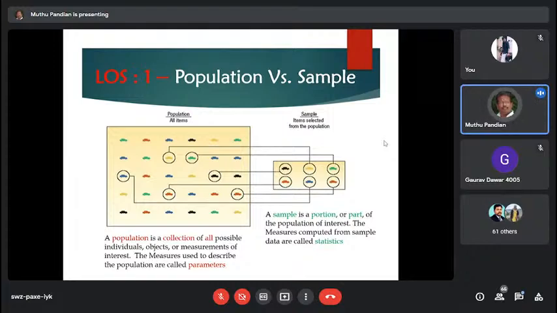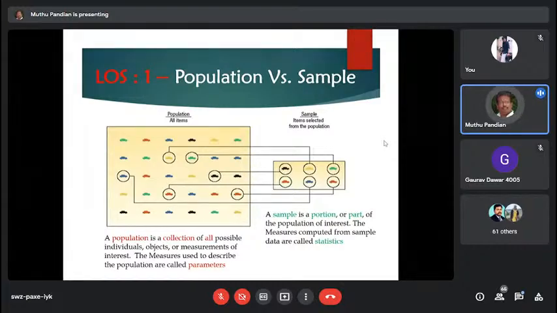The same way you are going to describe the variables, each and every variable. Otherwise, you are going to describe the data set. That is what we call statistics.